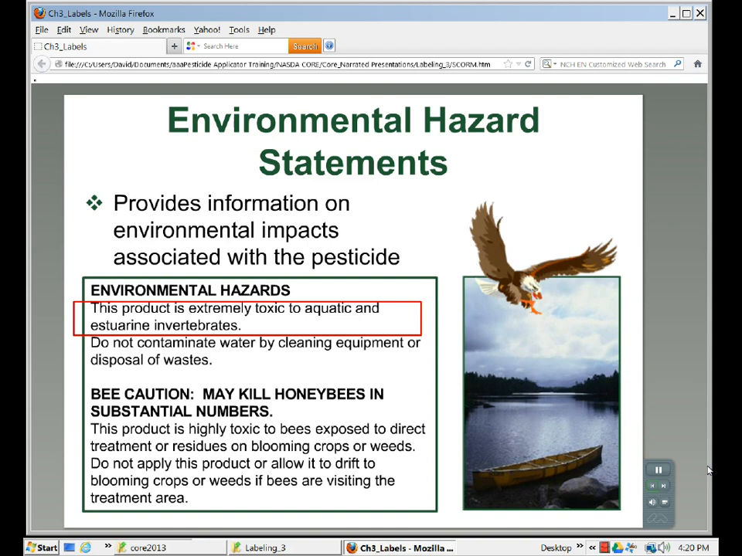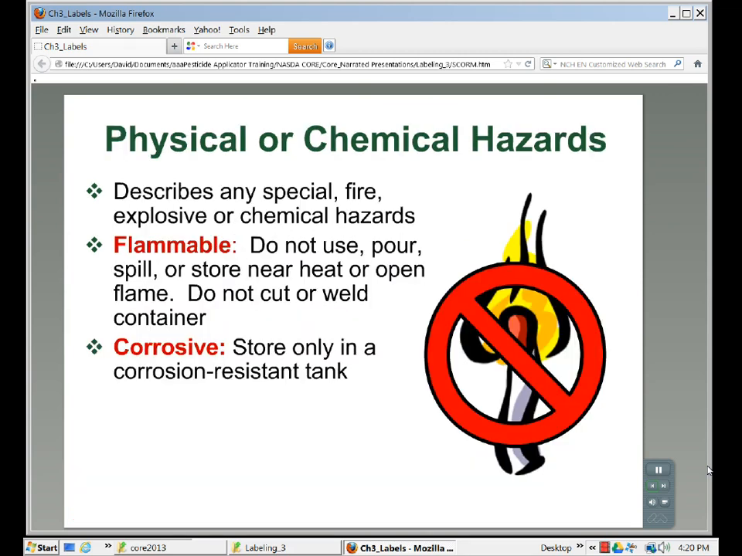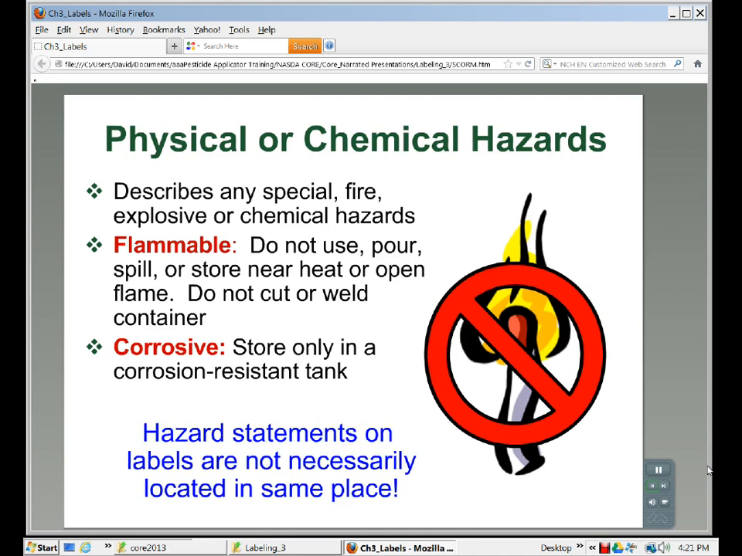Almost every label lists basic precautions about protecting water sources. Other labels may have very specific concerns. Some pesticides have physical or chemical concerns. If a product is flammable or corrosive, the label identifies the hazards and how to prevent a hazardous situation. Make sure you read the label completely prior to purchase and application so you're knowledgeable about all the hazards associated with the product. The hazard statements are not always in the same place on every label.